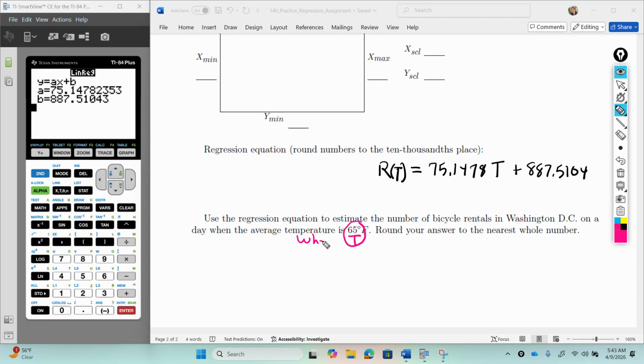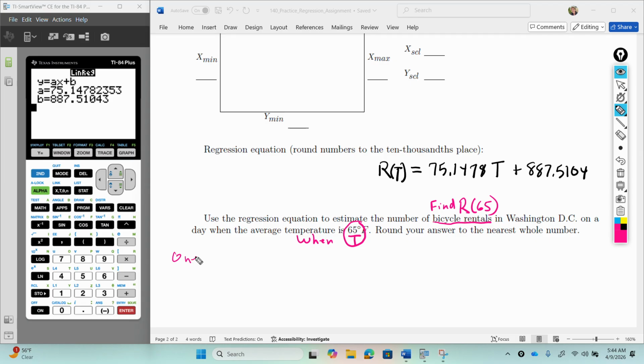So when T is 65 degrees, estimate the number of bicycle rentals. You want to find R of T. So there's two ways you can do this. I'll keep it on red, because you're not supposed to write this on the paper. This is what you write on scrap paper. Do not do calculations on your answer sheet. So what I'm writing in red is what you do on your scrap paper.